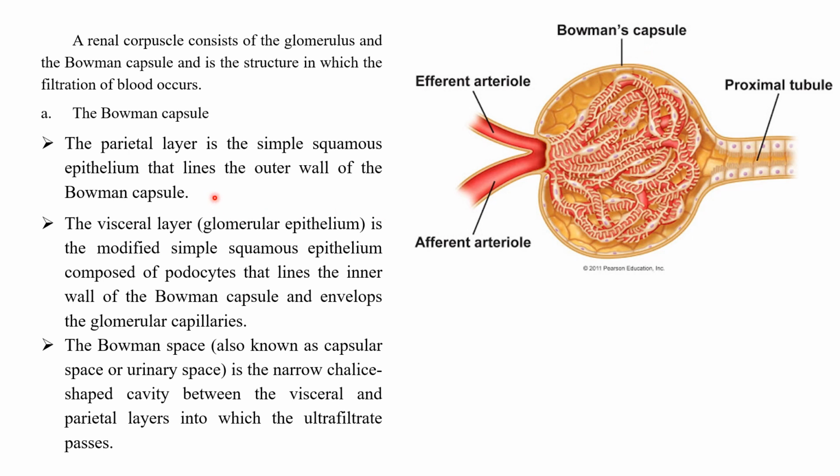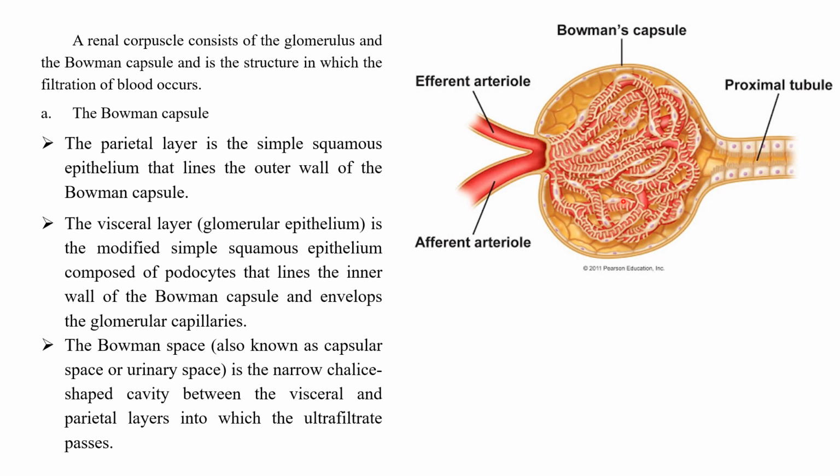The parietal layer of the Bowman's capsule is the simple squamous epithelium that lines the outer wall of the Bowman's capsule. As you can see here, the outer wall of the Bowman capsule is made up of simple squamous epithelium. The visceral layer, the glomerular epithelium, is the modified simple squamous epithelium composed of podocytes. Let us study about podocytes in detail in the coming slides. It lines the inner wall of the Bowman's capsule and envelops the glomerular capillaries.